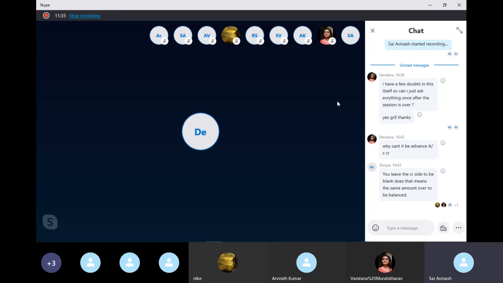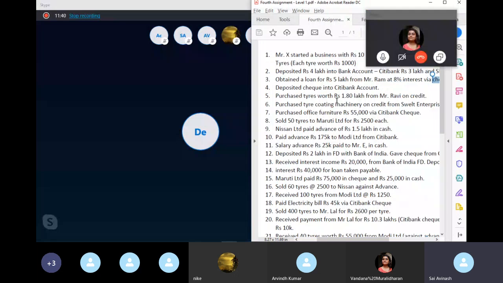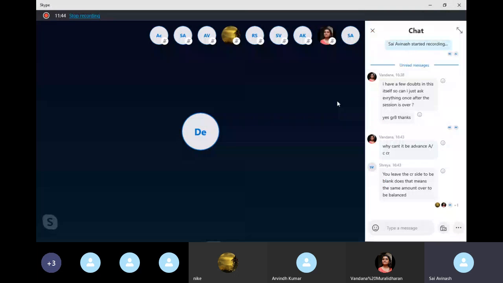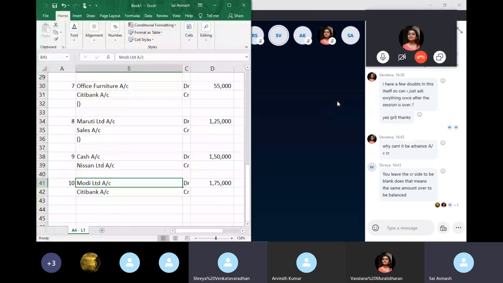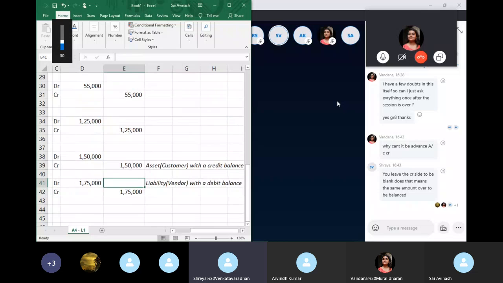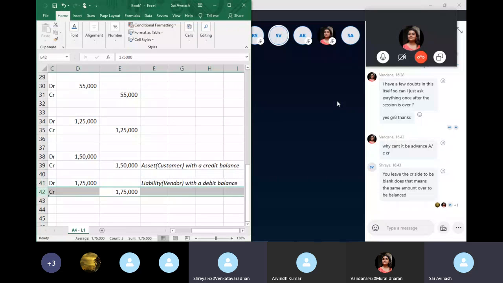So you can leave the credit side to be blank. Does it mean the same amount over to be balanced? I don't understand the question. Could you maybe unmute and ask me again? Maybe explain it a bit better. Hello, can you hear me? Yeah, I can hear you. Go on. So you leave the credit side of every transaction blank. No, there is a value in each of these credit sides, I couldn't see that. Sorry, okay.